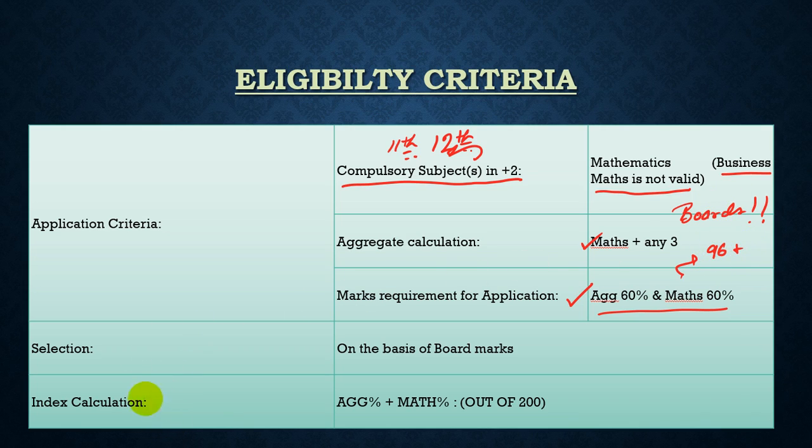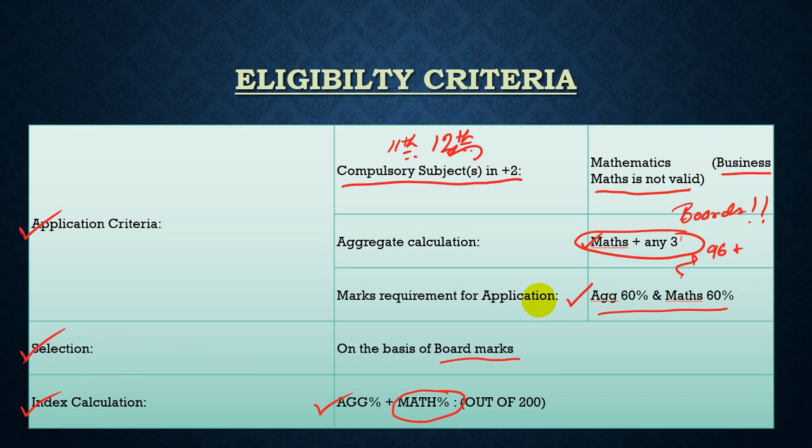Okay, and the selection, as I told you, is based entirely on board marks. So usually there aren't any entrance examinations that are conducted by these colleges. And the index is calculated as the aggregate of maths and all your subjects according to this criteria, and they also calculate your mathematics percentage out of 200. So this is how your index is being calculated.